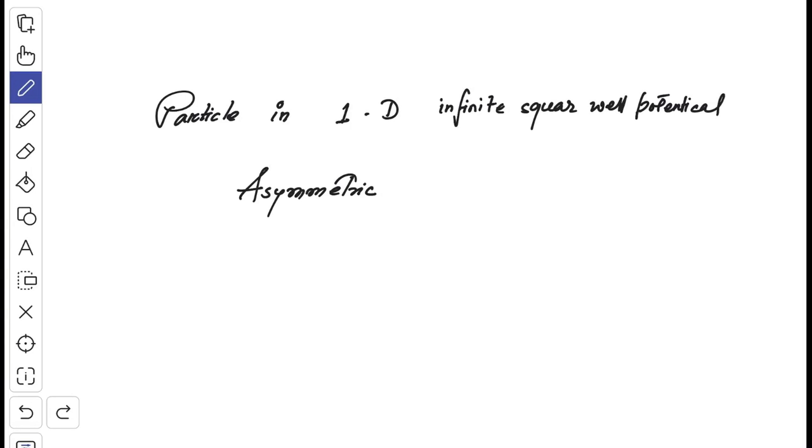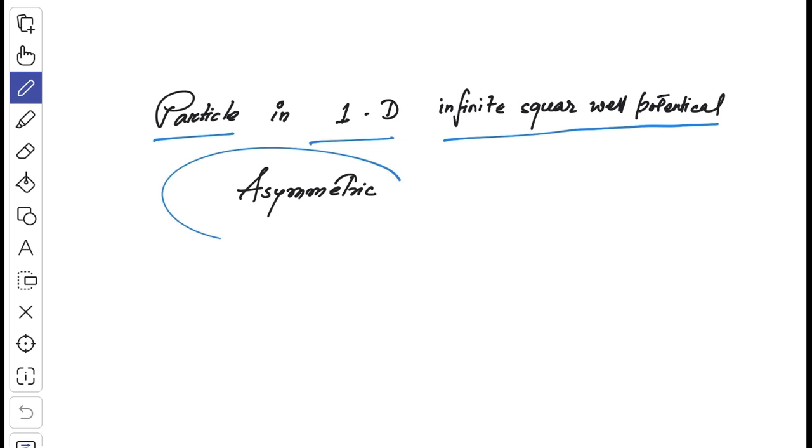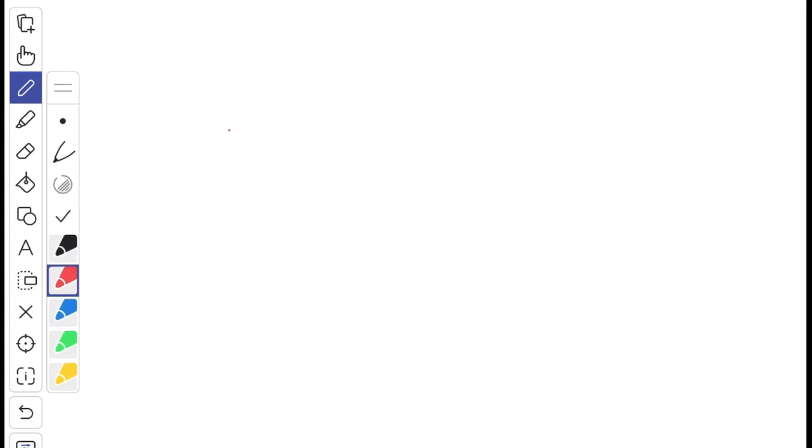Hello friends, in this video today we are going to discuss a particle in a 1D infinite square well potential, which is asymmetric, that means not symmetric. In the next video we are going to discuss the symmetric box. So let's start now.